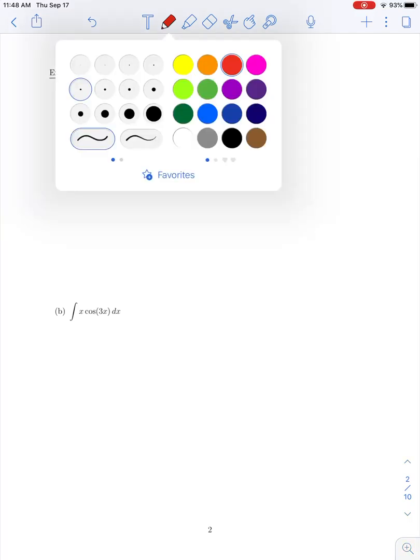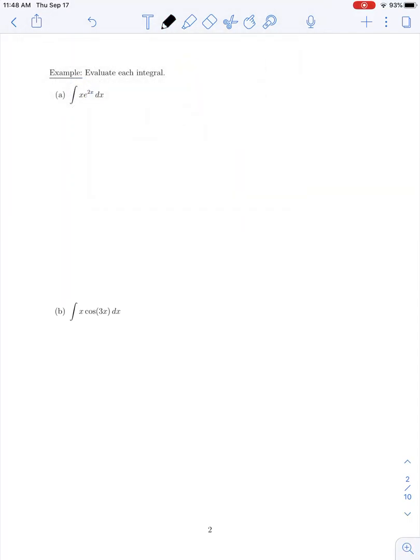So in this example, we're asked to evaluate each integral. In part A, I have the integral of x times e to the 2x dx. I see here that my integrand is a product, x times e to the 2x, and I can't simplify this at all. So the fact that we have a product of two functions which can't be simplified should make us think of this method of integration by parts.